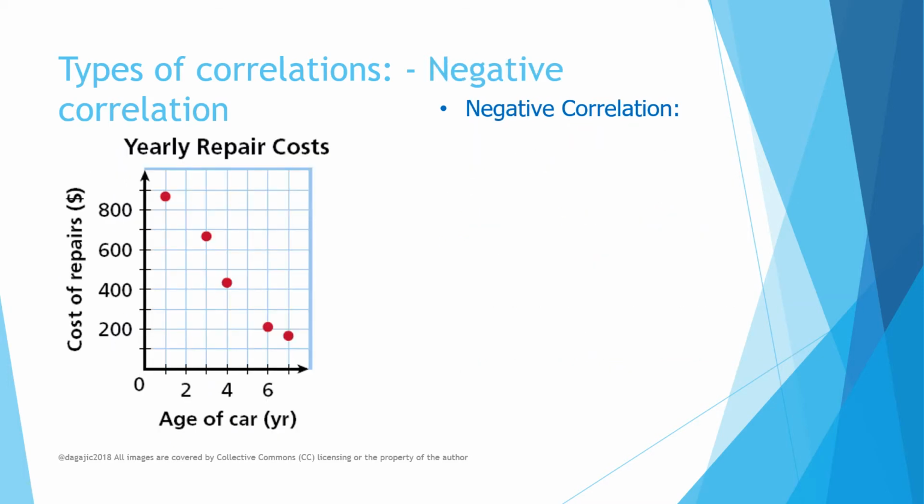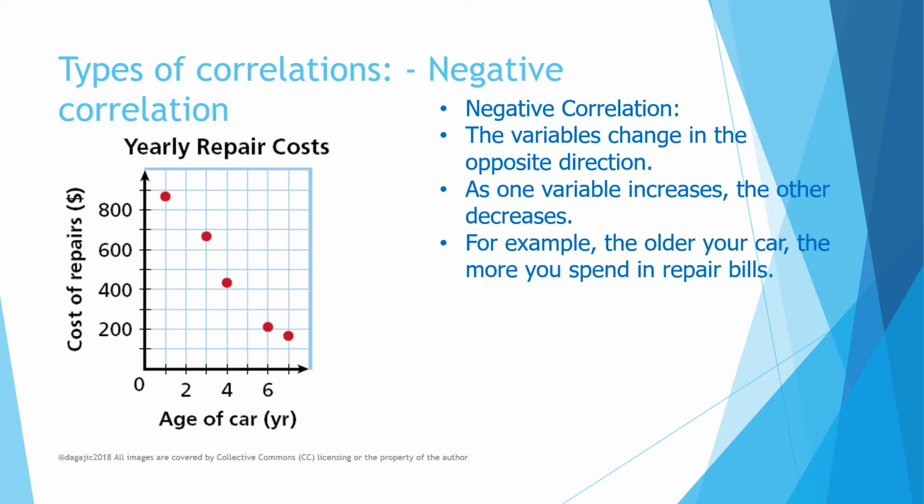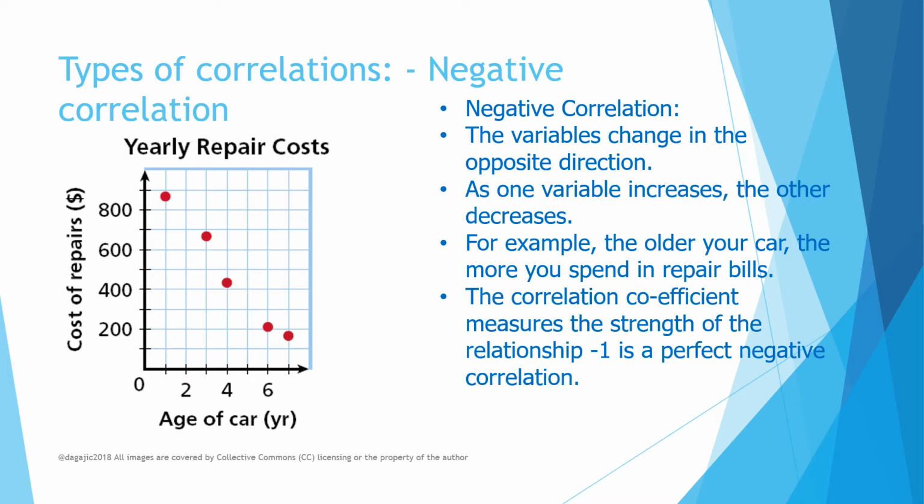The other type of correlation we might get is a negative correlation. In this case, the variables change in the opposite direction, so as one goes up, the other goes down. So a good example here, the older your car, the more you spend in repair bills. So the correlation coefficient measures the strength, and again, -1 would be a perfect negative correlation, but you're unlikely ever to get a perfect one, as we said before. And again, the minus sign simply tells us it's a negative correlation.